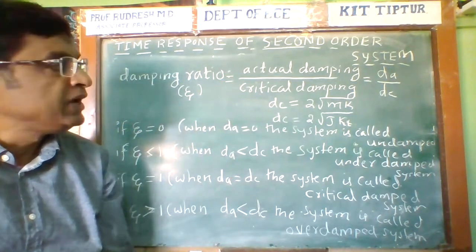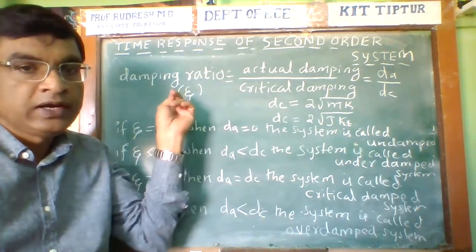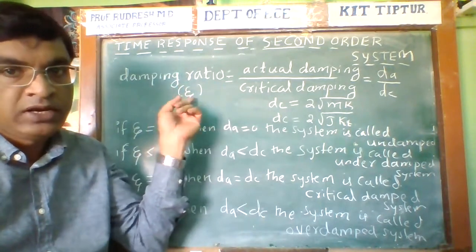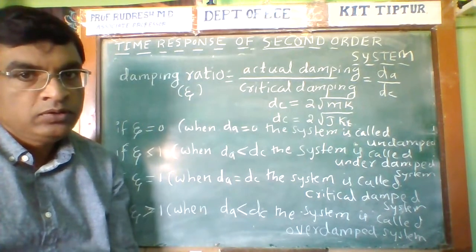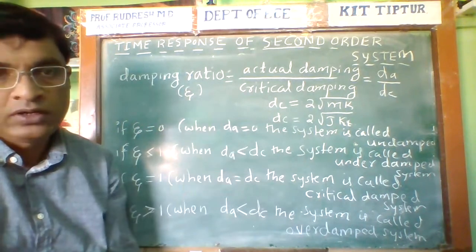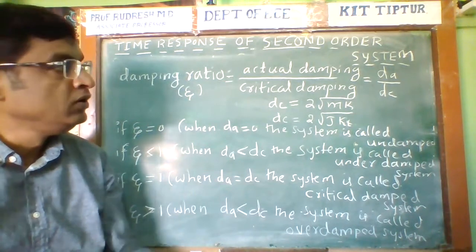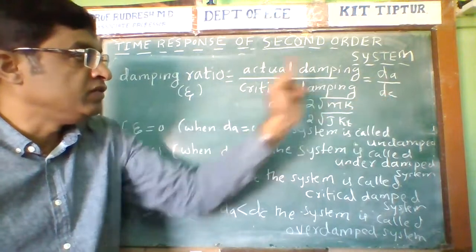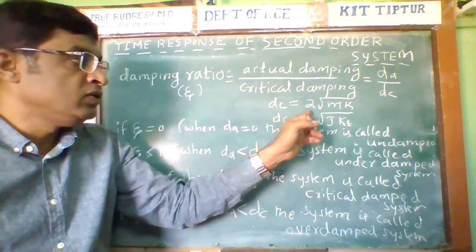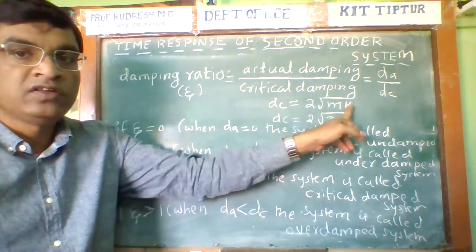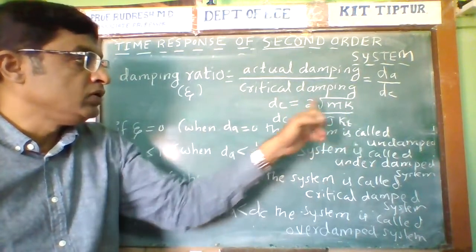Now, the damping ratio is indicated by the symbol zeta. It is the ratio of the actual damping to the critical damping, that is, dA divided by dC. Now what is the critical damping value? It is 2 into square root of m into k. This is for the mechanical translational system.